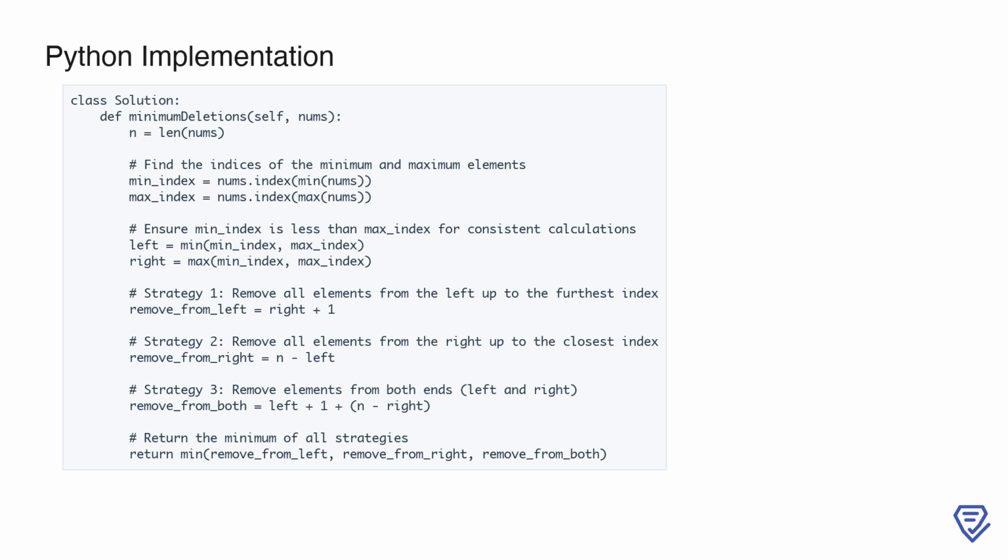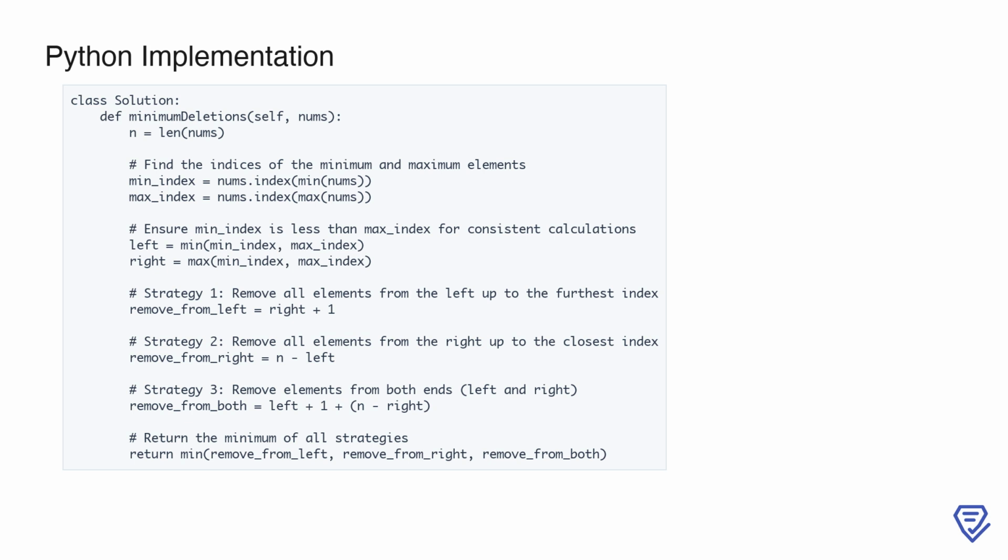4. Evaluating removal strategies, we consider 3 possible strategies. Strategy 1. Remove all elements from the left up to the right index, inclusive. This requires right + 1 deletions. Strategy 2. Remove all elements from the right up to the left index, inclusive. This requires n - left deletions.